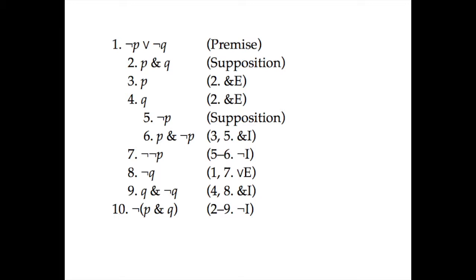And line 7 I can combine with line 1. I can use my or elimination rule to get not Q. So that's what line 8 says. And now line 8 contradicts line 4. So line 9 says Q and not Q. That's my and introduction rule. That statement is a contradiction. So my original supposition on line 2 must be false. So it is not the case that P and Q. All right, that comes from 2 through 9 by not introduction.